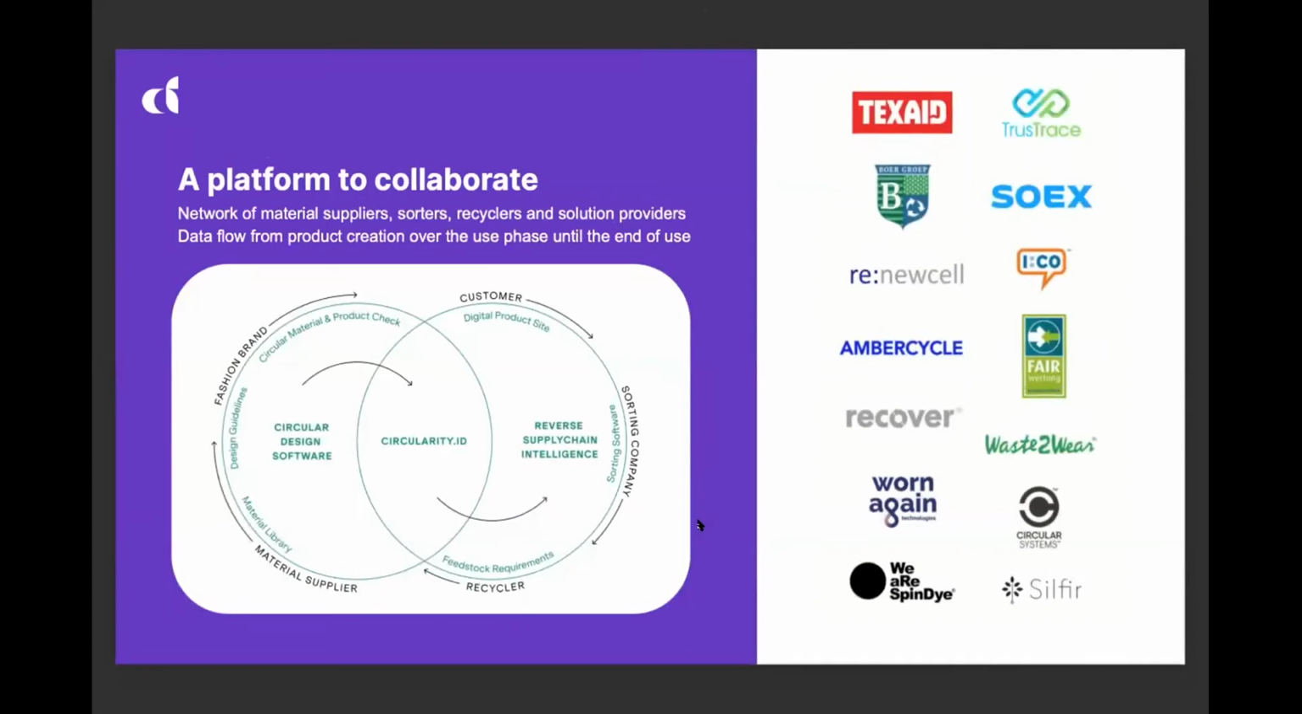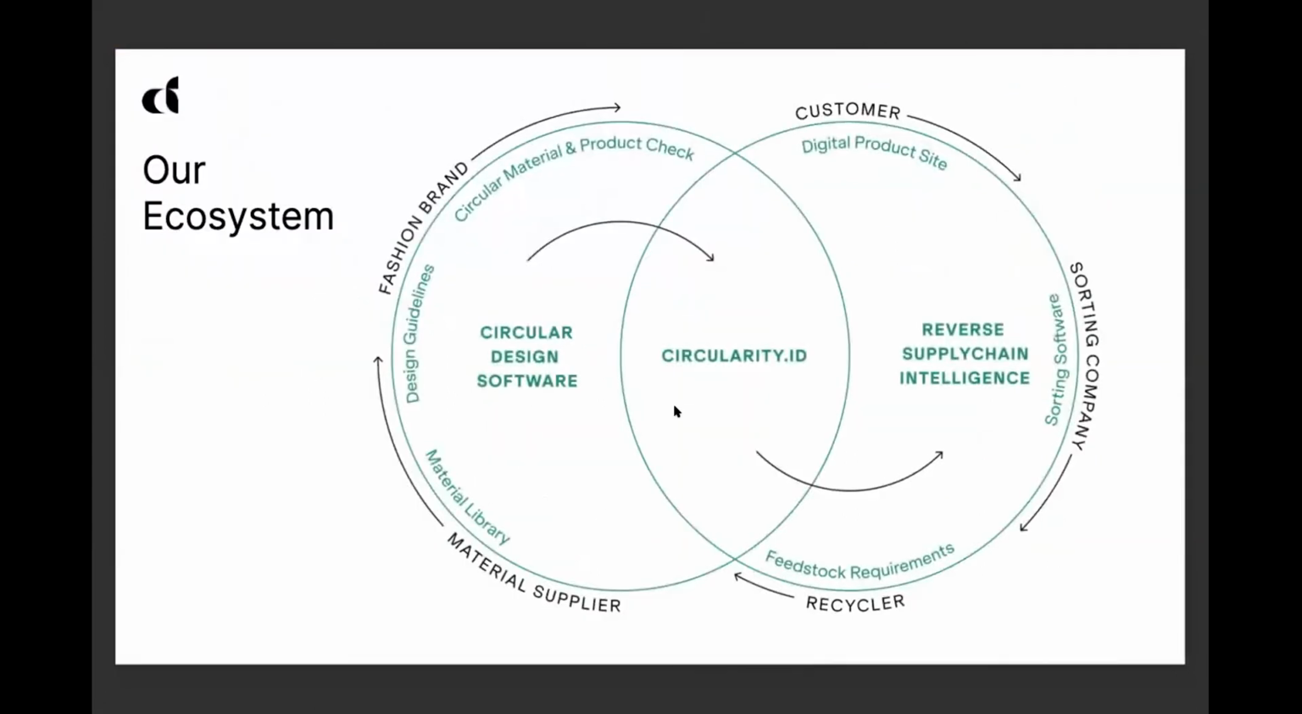But we also became a platform to collaborate and build up a network of material suppliers, sorters and recyclers to interconnect on a digital platform and allow this data flow of information that the different partners need, from the creation of a product to the use phase and until the end of use. And to look a little bit deeper at how we did that.